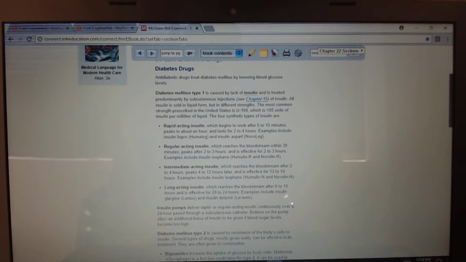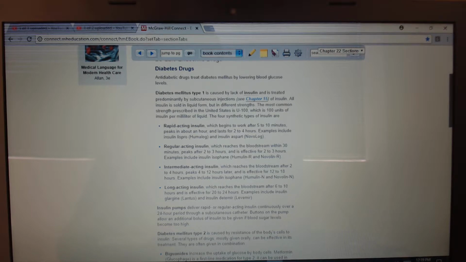Diabetes drugs, of course, being one of the most common endocrine diseases. Anti-diabetic drugs treat diabetes mellitus by lowering blood glucose levels. Diabetes mellitus type 1 is caused by a lack of insulin and is treated predominantly by subcutaneous injections of insulin. All insulin is sold in liquid form, but in different strengths. The most common strength prescribed in the U.S. is U100, which is 100 units of insulin per milliliter of liquid.